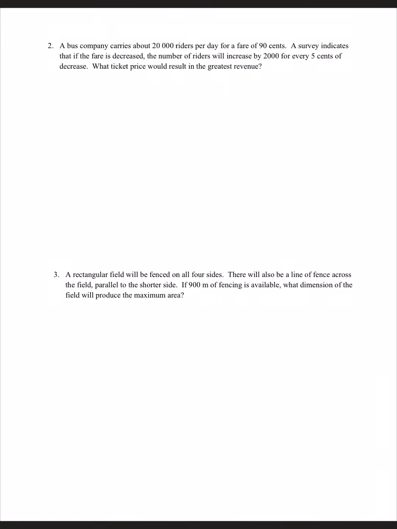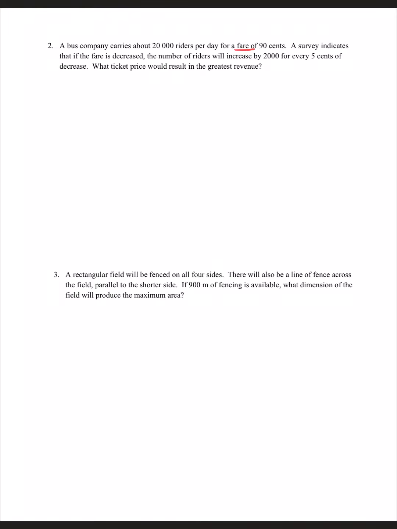It says a bus company carries about 20,000 riders per day for a fare of 90 cents. A survey indicates that if the fare is decreased, the number of riders will increase by 2,000 for every 5 cents of decrease. What ticket price would result in the greatest revenue? So not so much a picture we can draw here, which is why I said, if possible, draw a picture. But if we take a look, we should underline or point out some key information. So it says this bus company has a fare, right? So we should be thinking maybe we're going to have to do something with that fare, because that's a number being provided to us. We know the fare right now is 90 cents.